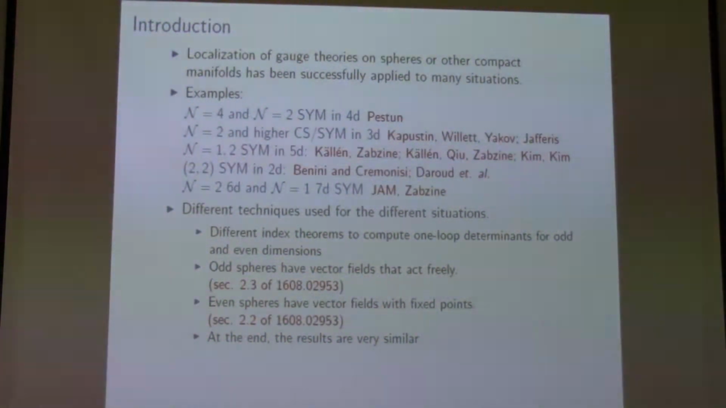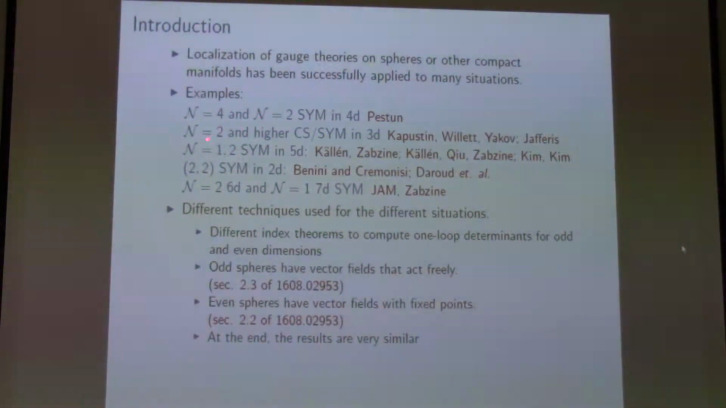So let me start with some introductory remarks. Localization, as you probably know, has been very successful. We've been able to do it on gauge theories, on spheres, or other compact manifolds. It's been successfully applied to many situations. Just a few examples: the first one is N=4 super Yang-Mills, and also N=2*, say, super Yang-Mills in 4D in Pestun's famous paper.